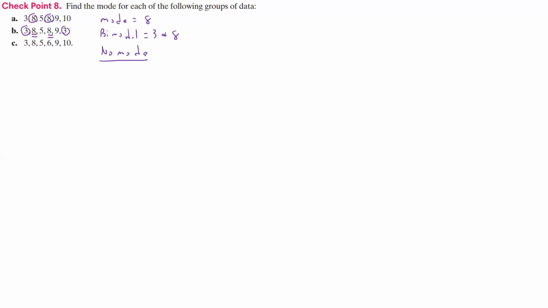Now, this happens probably more often than you would assume, but you can have no modes because you can have all kinds of data and none of them are the exact same, and so therefore you're not going to have a mode in that case. And so the mode is not going to be a very good measure of central tendency if they're all over the place and none of them are the same. But in this case, here we have two, and here we have one mode. Okay, let's stop there and we'll come back with another measure.